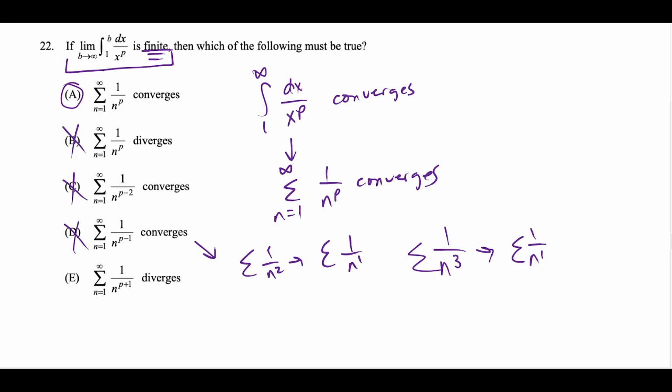So this one could be true, but it could also be false, like I just showed here. And now for choice E, what this tells us is that if this series converges, that means that P has to be greater than 1. So if I add 1 to this, that means P plus 1 would be greater than 1 plus 1. So P plus 1 would be greater than 2, and this would still converge. So this is a false statement here. If I increase the exponent here of this series, it's only going to converge faster. So that's why we have choice A.